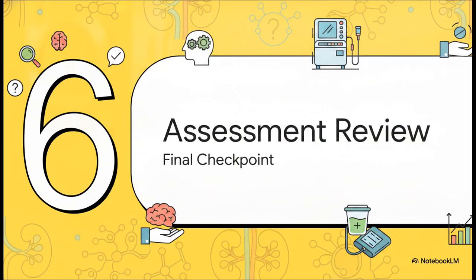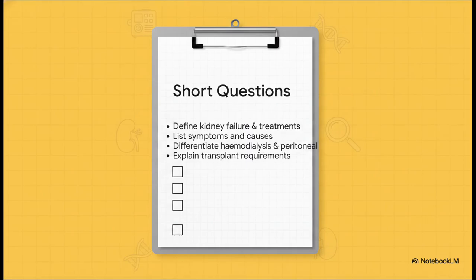And just like that, we reach Section 6 Daily Assessment Review. Let's do a final checkpoint. Here is your short questions checklist for today. 1. Define kidney failure and name its major treatments. 2. List the symptoms and causes of kidney failure. 3. Differentiate between hemodialysis and peritoneal dialysis. 4. Explain the requirements for a successful kidney transplantation.